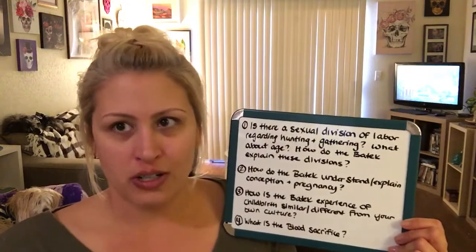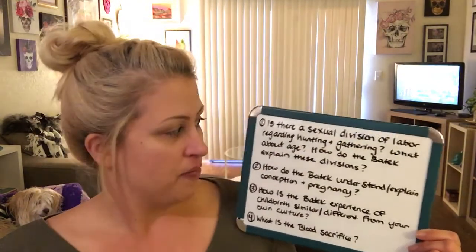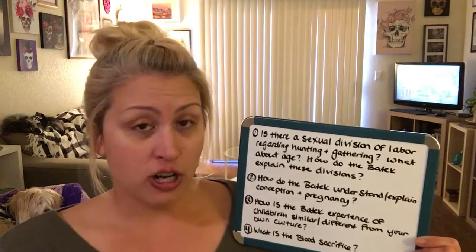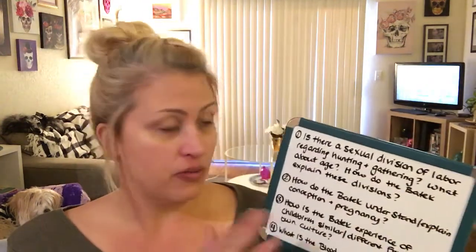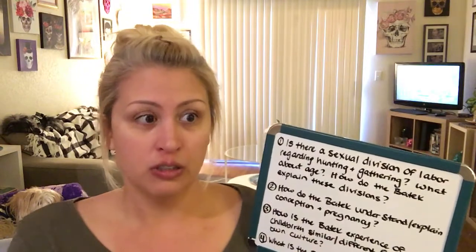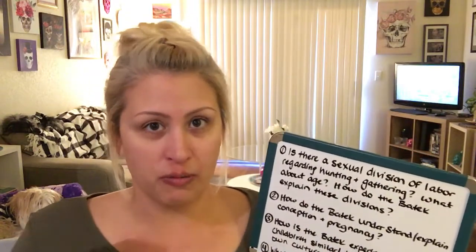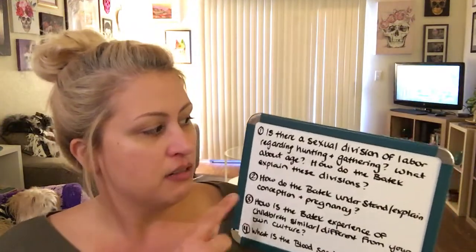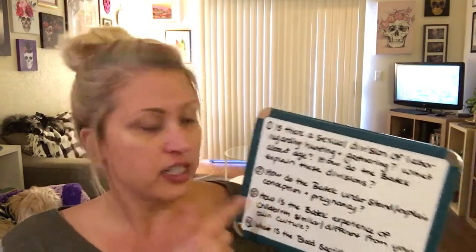You guys should know the answer to this. They talk about this in multiple chapters. So kind of think about that. What about age? Are there age divisions of labor? Do young people or adolescents do something different from adults? Maybe yes, maybe no. And then more importantly, how do the Bod Tech explain these divisions?